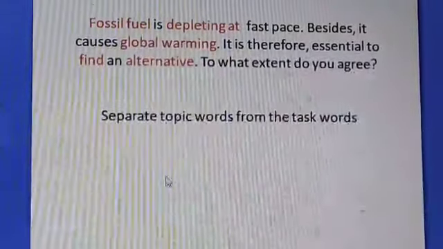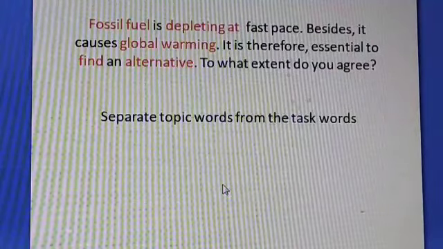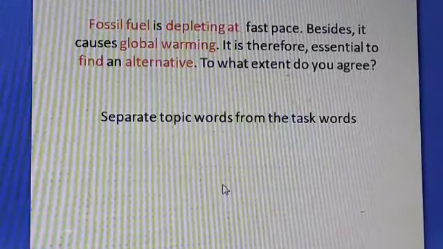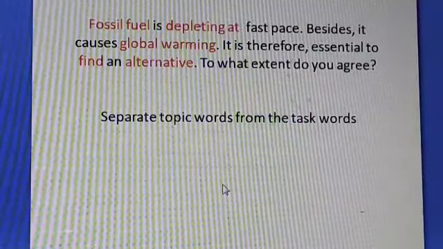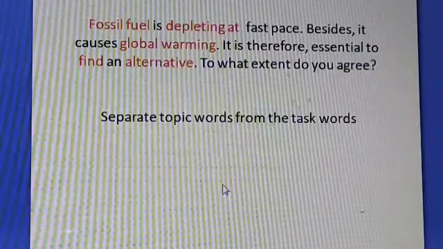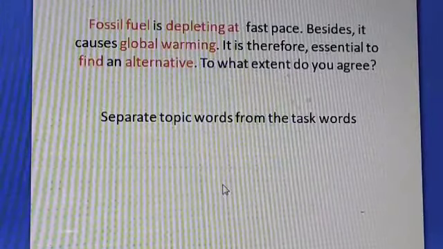See, the first thing is we must identify the key words in the topic. All right? It's important that we understand what we are being asked to write. And in order to do that, it is essential that you separate the topic words from the task words. Most of the time in the topic, you'll find there will be topic words as well as task words. Topic words are there to give you an idea as to what the topic is, and the task words direct you to write. They tell you exactly what you're supposed to write. So it's very important that we separate the topic words from the task words.